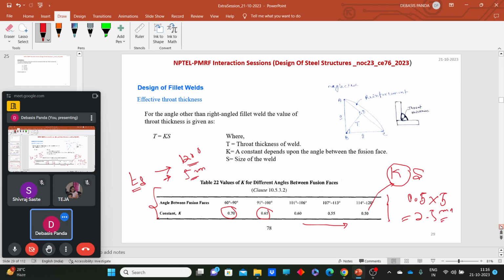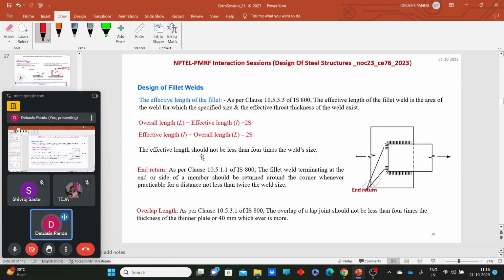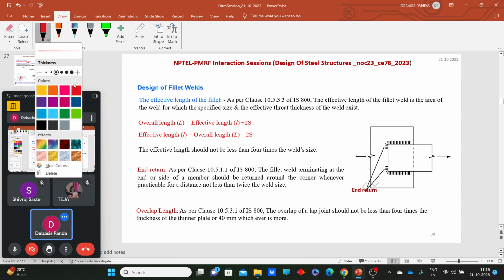Okay, so now this is end returns. Yes, end return and overlap length, these two clauses are also important for the numerical purpose. Although this question may or may not come for these exams, these are important for each and every competitive examination. Like, what should be the effective length?